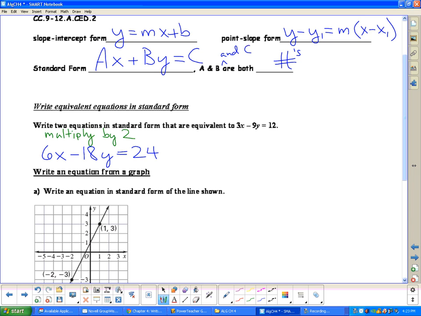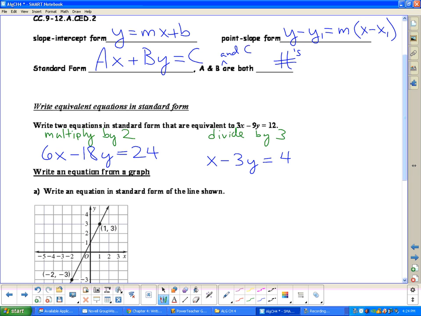Another thing I could do, well, all of these are divisible by 3, so I could divide by 3. I could divide by any number, but I'm choosing 3 because it's fairly easy. So 3x divided by 3 will just turn to x. Minus 9y divided by 3 will turn into minus 3y. And then 12 divided by 3 will turn into a 4. So again, a different way of writing it, but it's equivalent because it'll be the same line when you graph it.